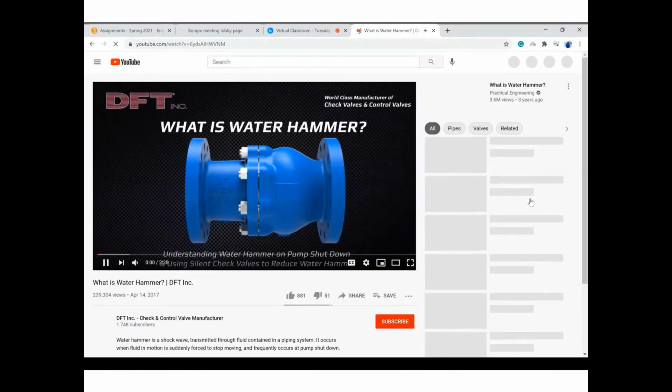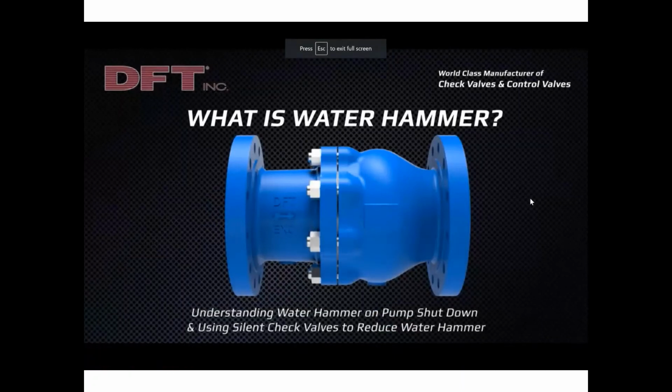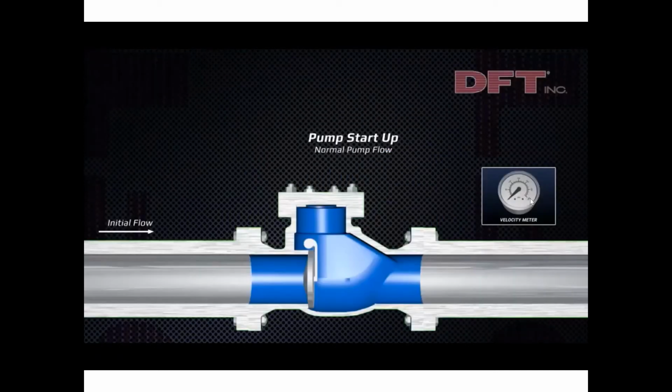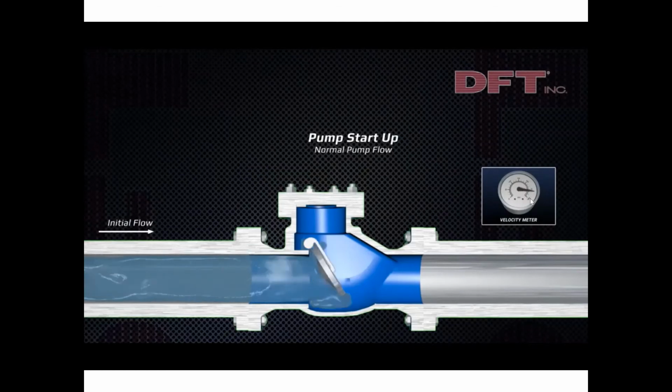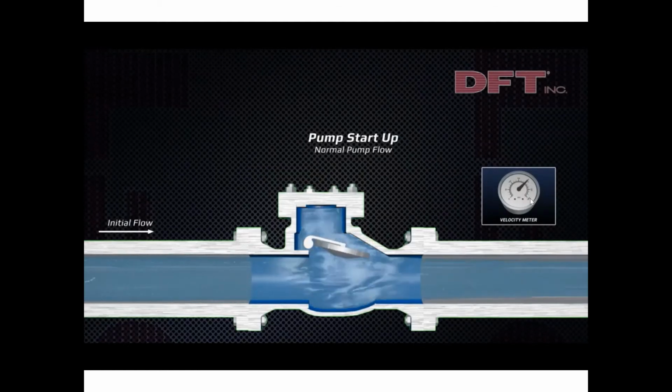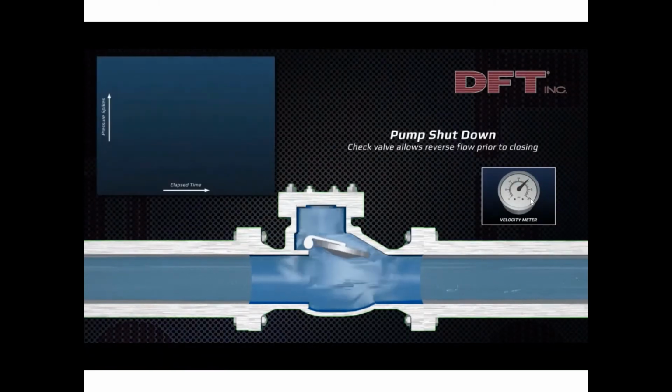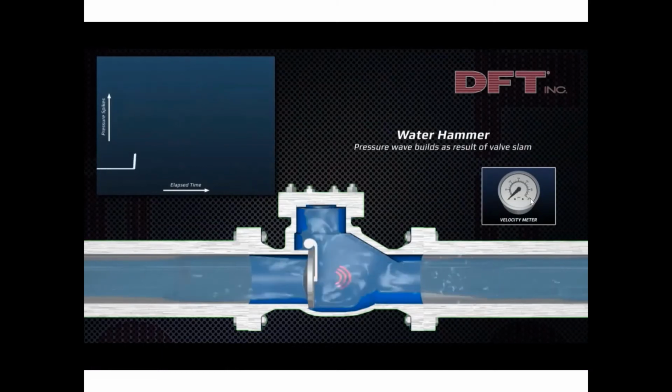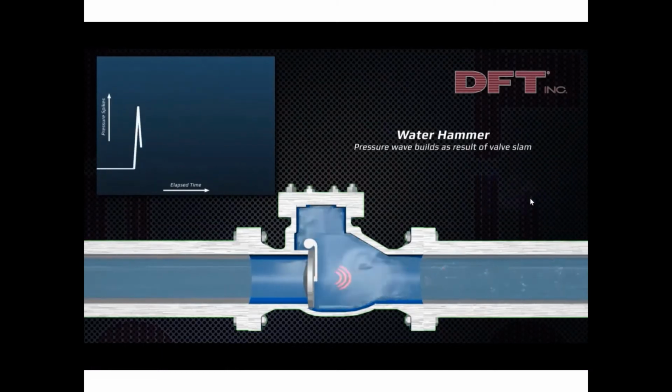Water hammer is a shock wave transmitted through fluid contained in a piping system. It occurs when fluid in motion is suddenly forced to stop moving and frequently occurs at pump shutdown. We'll be showing the difference between using a swing check valve and a spring-assisted DFT silent check valve. Here you can see the fluid flow upon pump startup. The motion and slamming of the swing check can cause damage to sealing surfaces and fatigue and wear to the hinge pins. When the pump shuts down, it is gravity and reverse flow that close it.